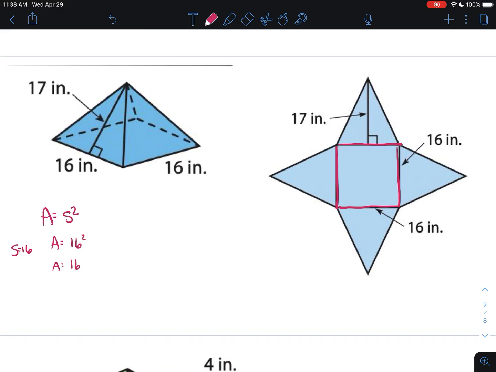So we are doing 16 squared, or 16 times 16, and the area of the square is 256 square inches. I like to put it inside just so I take care of it and I know it's good.